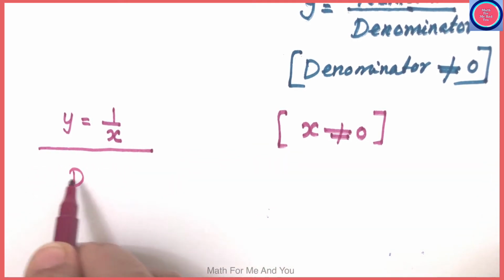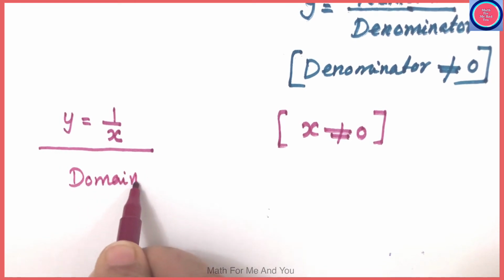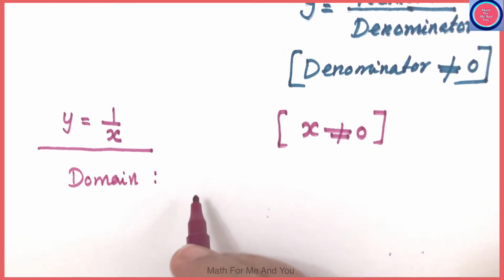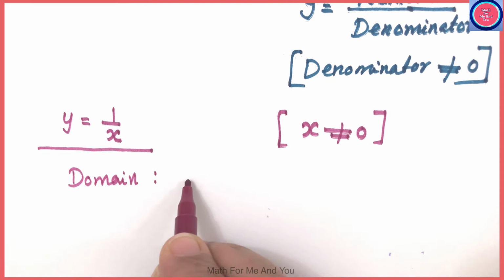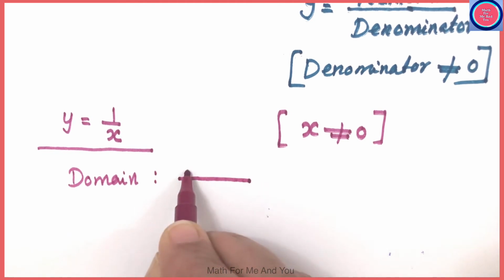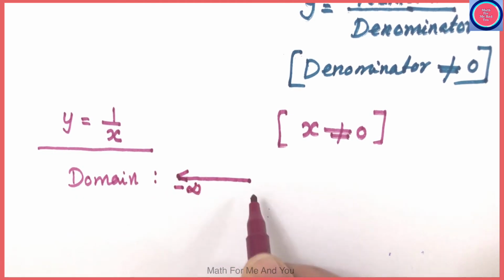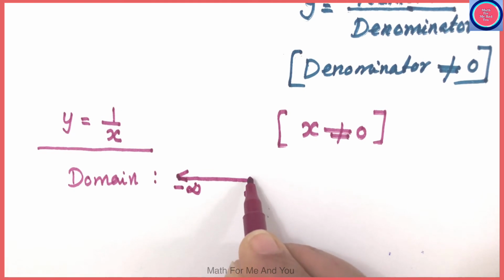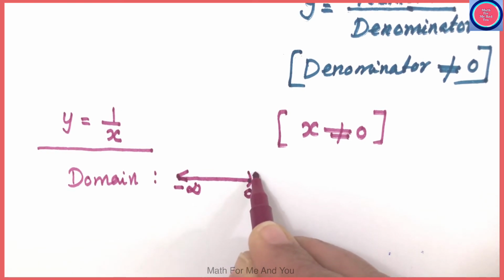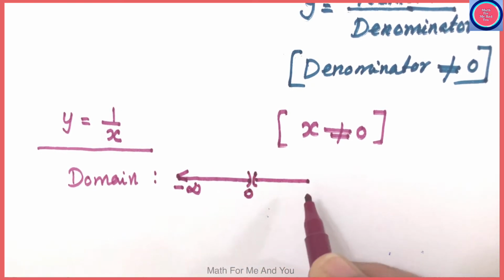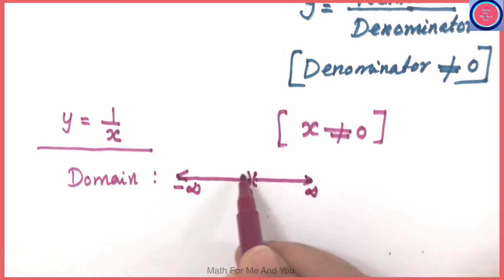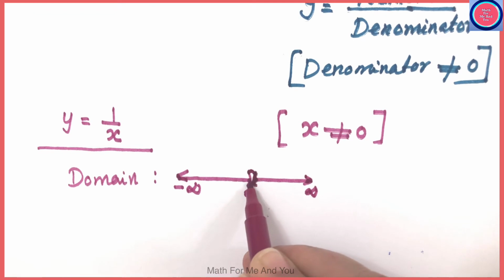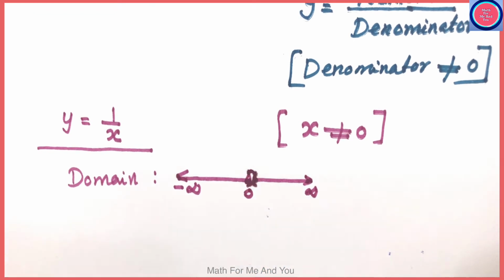But how can we write it in interval form? Domain means all the x values except 0. Draw the number line and mark 0 in the middle. But we don't take 0, so that portion is open. All the negative numbers up to 0, x can take. All the positive numbers from 0, x can also take, except 0. See, that part we make open. The number 0, that part is open.